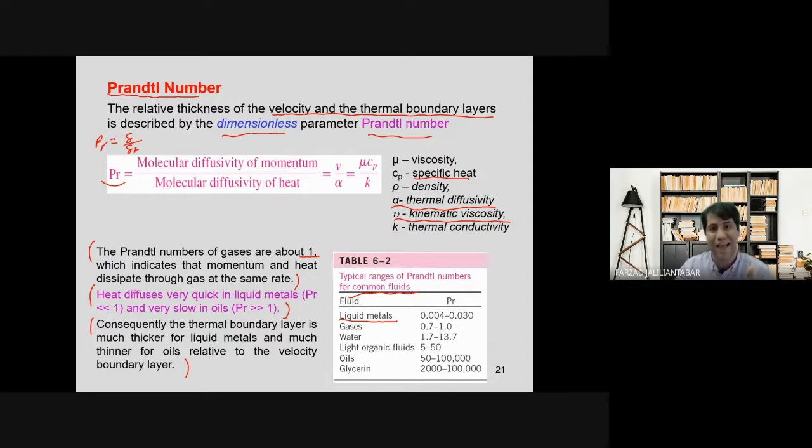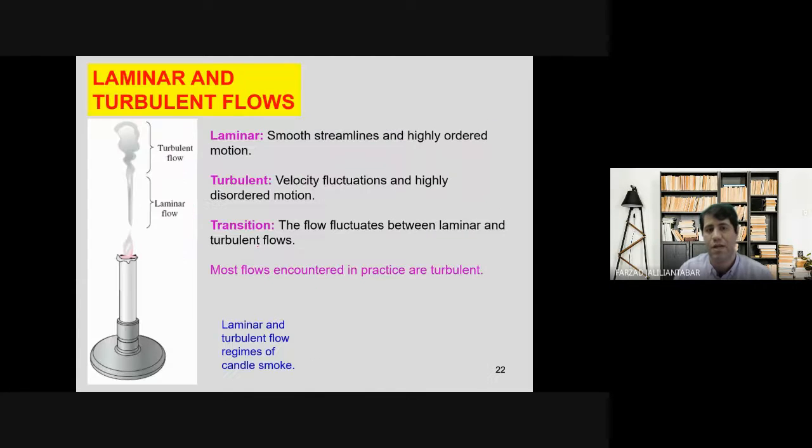But if it is gas, we need more time. So we need more volume of that gas as well. So this is the difference. So Prandtl number is an effective and important parameter to determine how the heat transfers from the surface to the liquid.